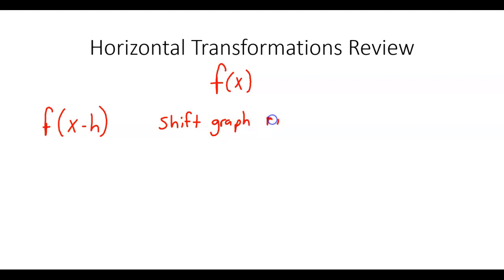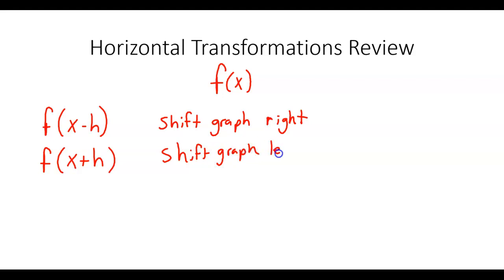So if you have a function, and let's say you take that function and you subtract a number from the inside of the parentheses, what that will do is it will shift the graph to the left. I'm sorry, right. My bad. And if you take that function and you add a number to the inside of the parentheses, it will shift the graph to the left. This is review stuff from last fall. It's been a while since we've seen it, but there it is.